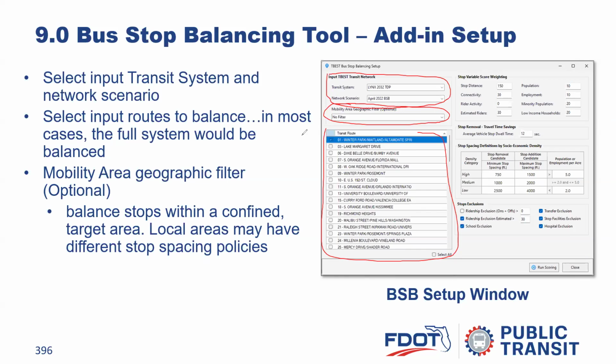It could be that you're balancing stops in a region, and sometimes that region has its own policy considerations as to what the spacing might be in that area. Being able to filter by geography means that you can set spacing goals for that particular area that has its own spacing context. So part of the overall setup is to first select the transit system scenario, whether or not you want to filter by geography, and the routes that you want to utilize.